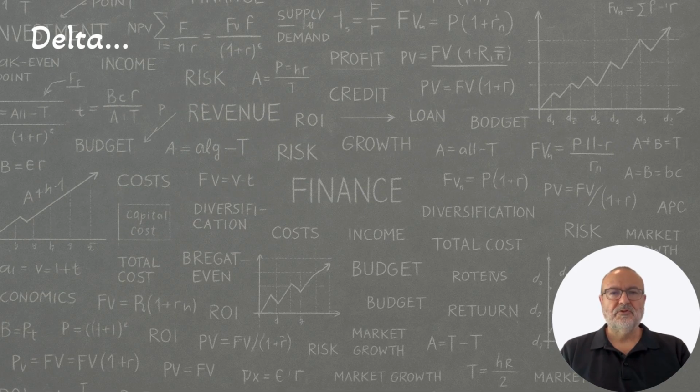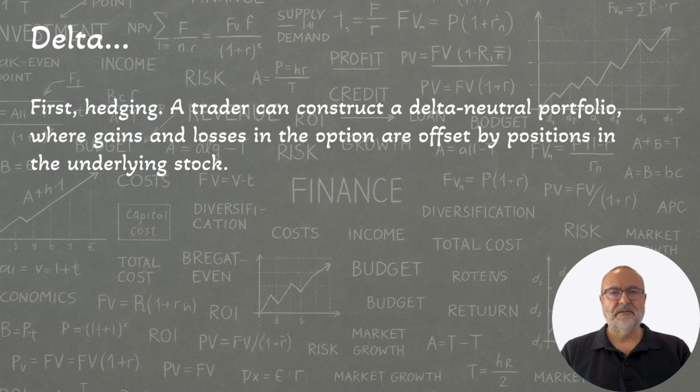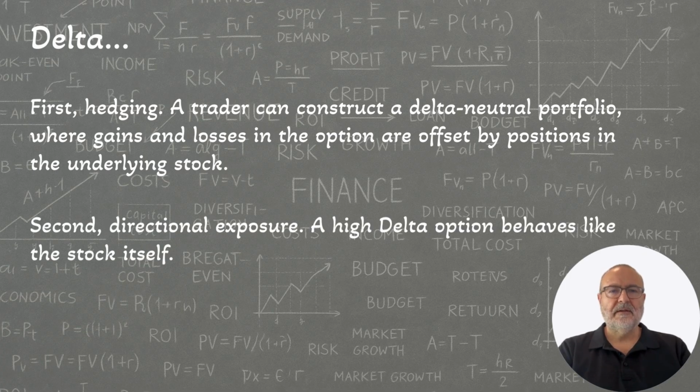What do traders use delta for? Delta is used for two main purposes. First, hedging. A trader can construct a delta-neutral portfolio where gains and losses in the option are offset by positions in the underlying stock. Second, directional exposure. A high delta option behaves like the stock itself. For instance, a deep in-the-money call with delta close to 1 will move almost dollar for dollar with the stock.